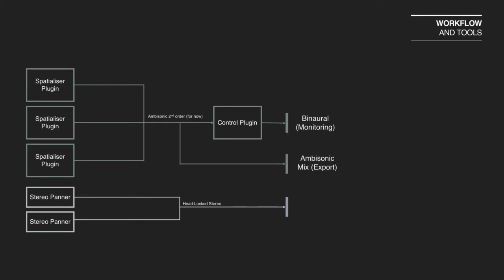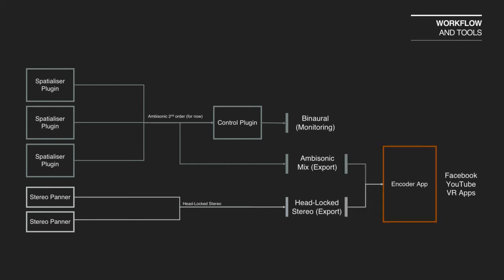When you're done with your mix, you'd export out your ambisonic mix, and then you'd export out your headlocked mix. So essentially, you'd end up with 2 stems, 2 master tracks. You then drop those stems with the video into our encoder application, and then you can output to Facebook, YouTube, and some of the other formats as well.